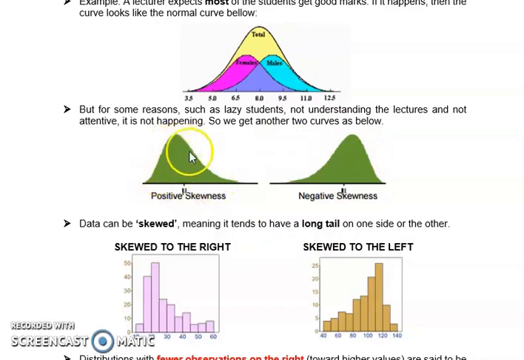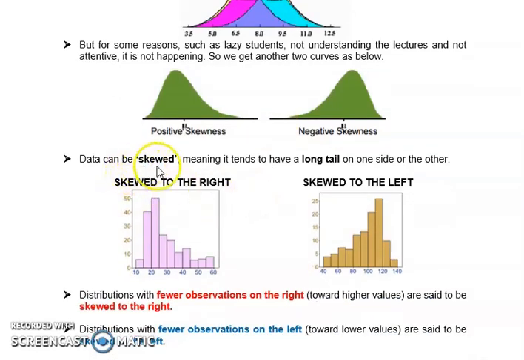If you get something like this, we can say that the distribution is positively skewed or skewed to the right. On the right-hand side here, we can say that the distribution is negatively skewed or skewed to the left. So data can be skewed, meaning that it tends to have a long tail on one side or the other. For example, with positive skewness we can see the long tail on the right. With negative skewness, the long tail falls on the left.